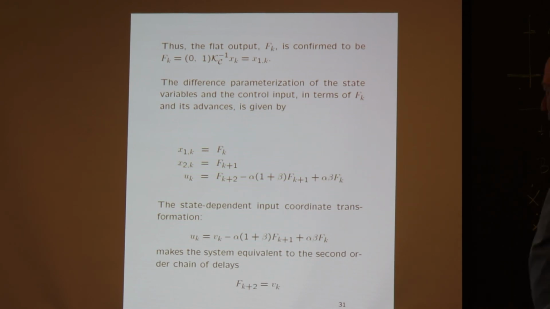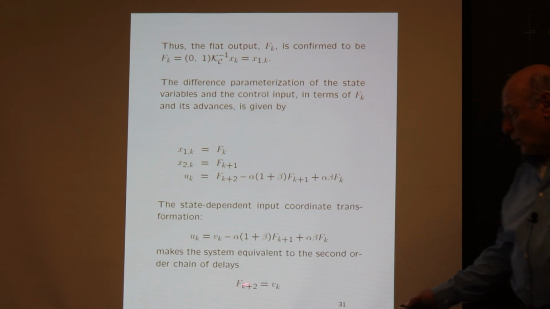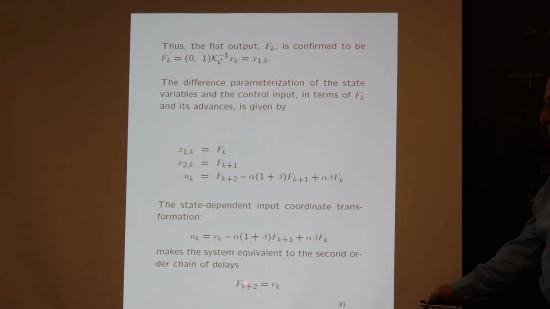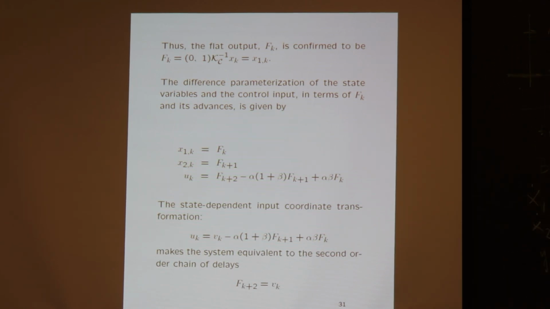So the system essentially is something like that. It's just a pure delay system. If you redefine your control input to be a new control input V, which eliminates the influence of this term and this term, you will have that V, the new control input, is related by means of two forward advances to the flat output. Two backwards delays will give you the input. So the input will affect the flat output in 2 time steps.